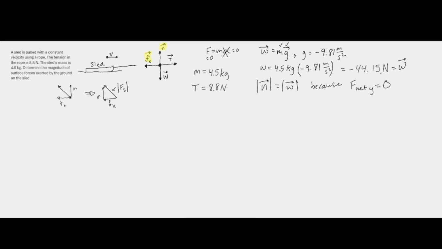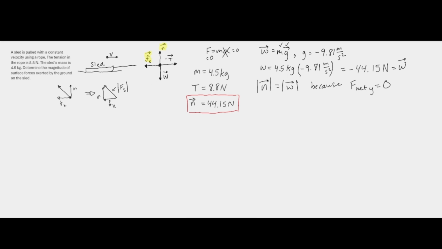So we have the weight force's magnitude. We know then that the normal force is a Newton's third law pair, an action-reaction pair, and therefore the normal force is going to be the opposite sign of the weight force, which is 44.15 newtons, and it's positive because it's pointing upwards. Okay, so that's one of the surface forces, and we need both of the surface forces to figure out the magnitude of the forces that the ground is exerting on the sled. So that's one of them. That is the normal force.